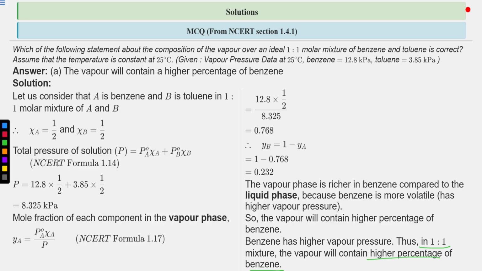Hence, the correct statement is given in option A. This is the question where you have to identify the correct statement. So the correct statement is that the vapor will contain a higher percentage of benzene. How do we calculate it? By just seeing the mole fractions of benzene and toluene as per the given information in our question. Okay, let's move on to the next one.